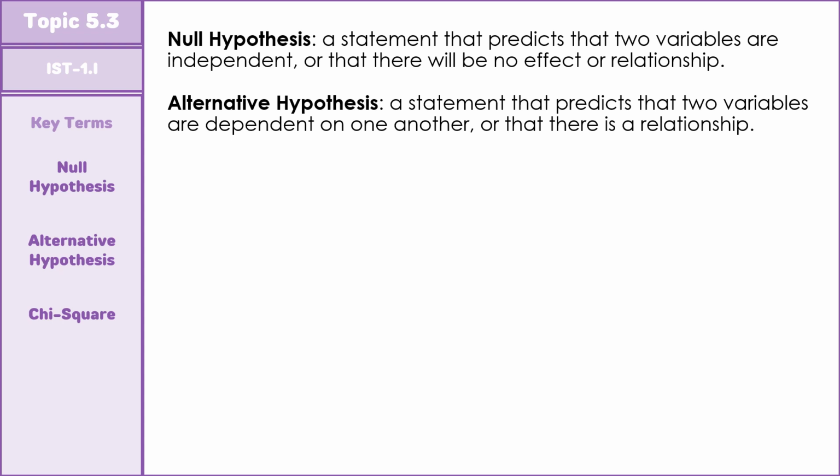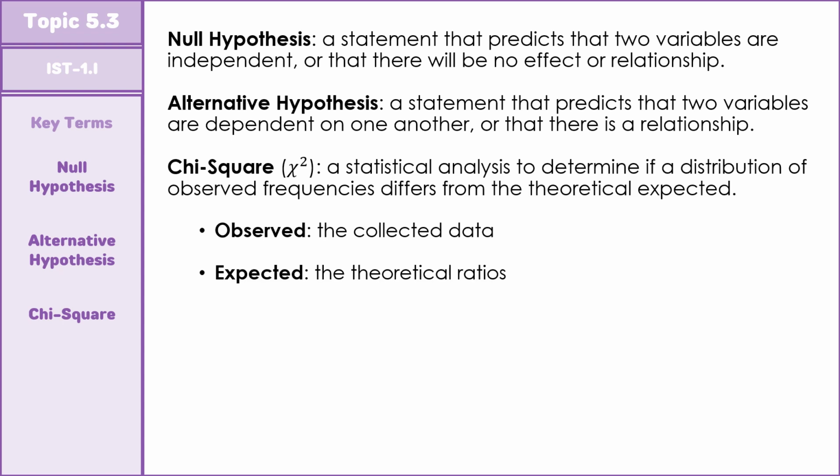So there are a number of different statistical analyses that you could use when investigating data. One of the ones that we like to highlight in AP Biology is that of the chi-square goodness of fit test. So this is a statistical analysis that we can use to determine if a distribution differs from what we would expect.